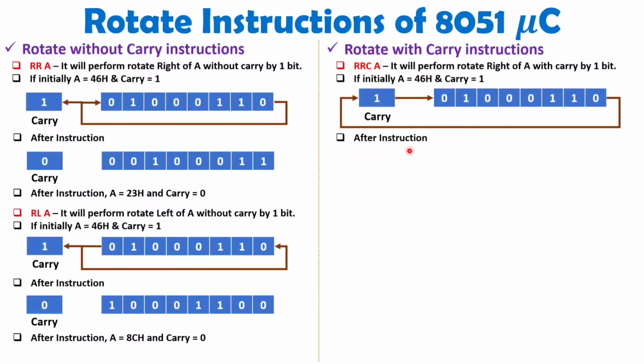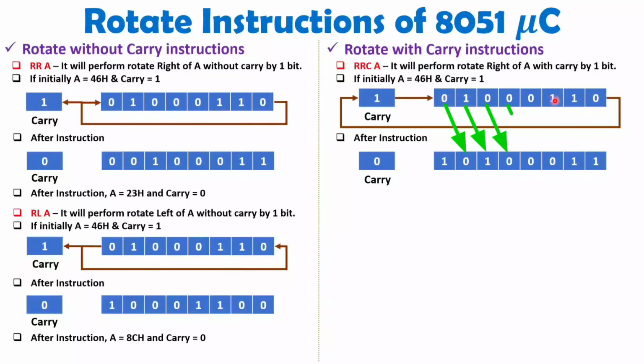So when you execute this instruction, what will happen? You see this 0 is coming here, right? And this 1 which is carry is coming here, and all these bits are shifted right by 1 bit. So this 0 is coming here, 1 0 0 0 1 1, that is how it is getting shifted towards the right side. After execution of this instruction, carry will be 0 and my accumulator is modified to 1 0 1 0 means A, and 0 0 1 1 means 3. So A will become A3 hex and carry will become 0 after RRC A.